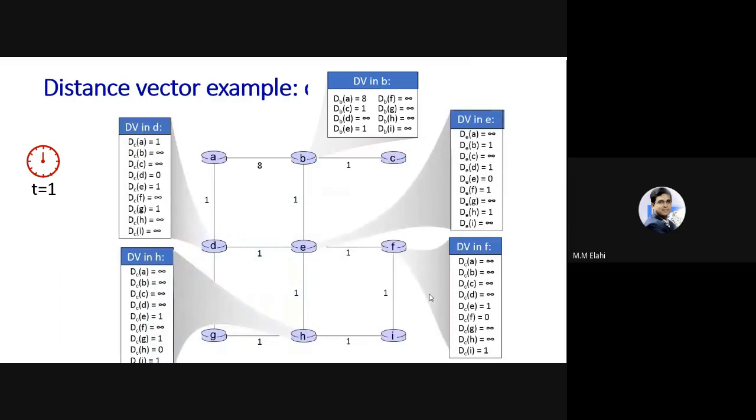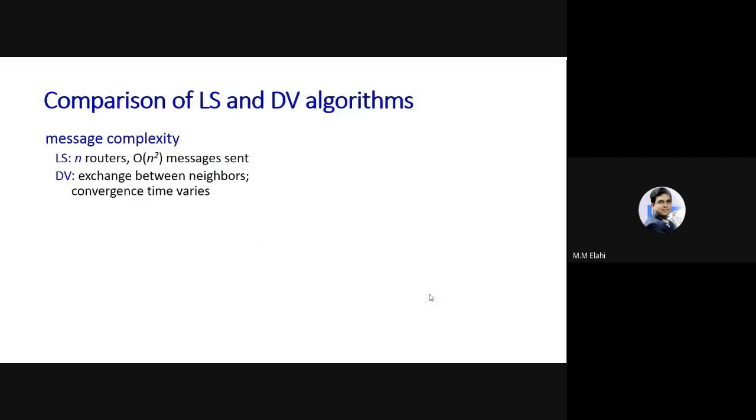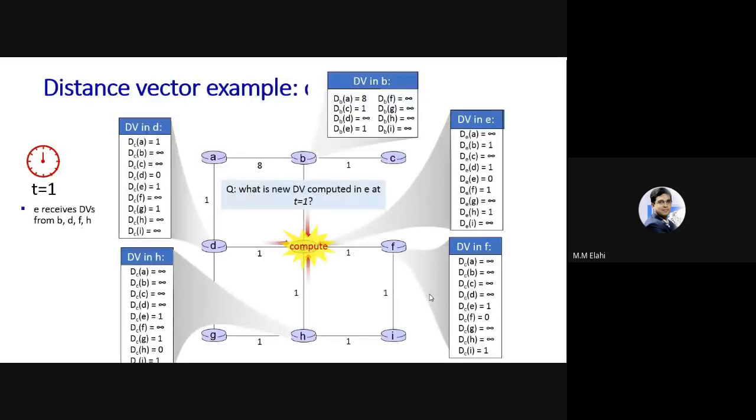And similarly, at the second step, every node that gets updates from neighbors will update its own distance vector. When all nodes have updated their distance vectors, that is the end of step 1, and then in the next step, t equals 2, it will continue until there are no more updates. Is that clear?